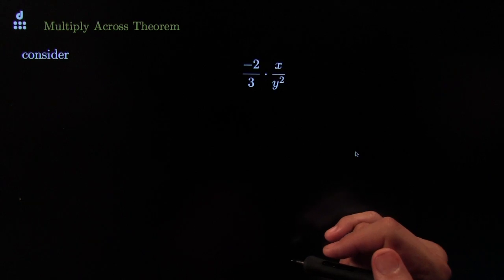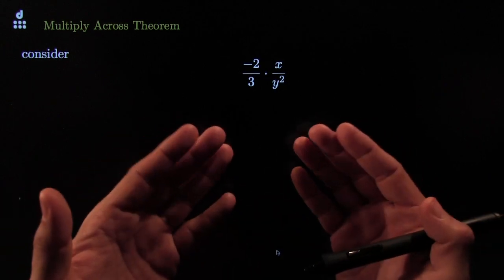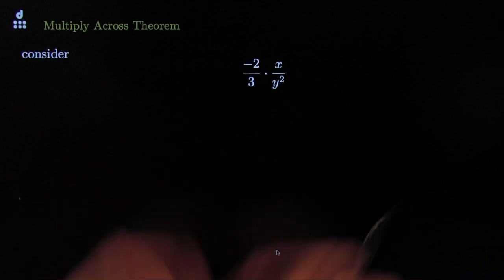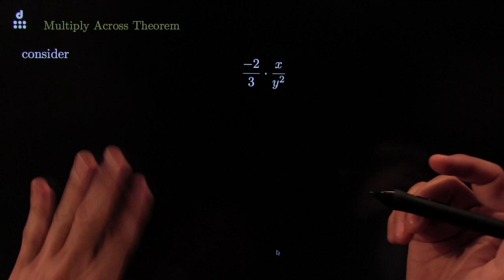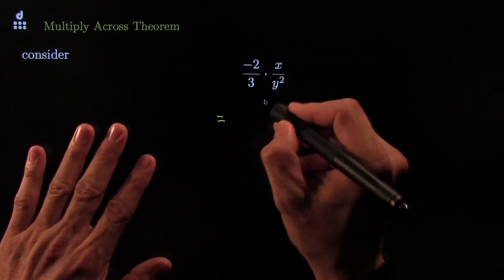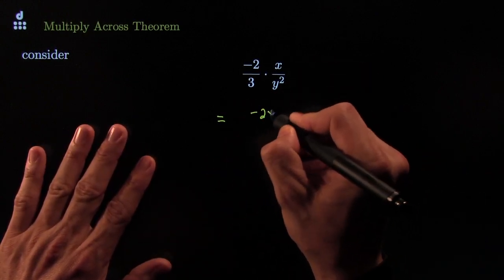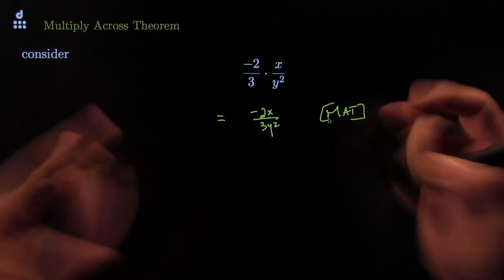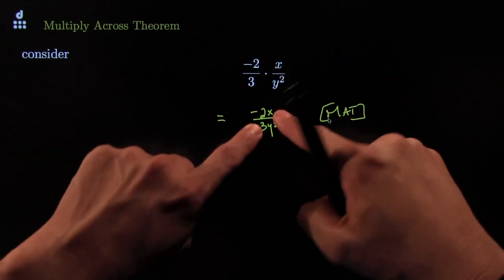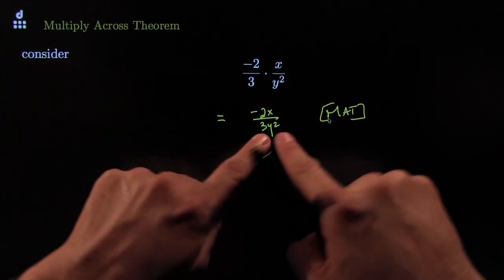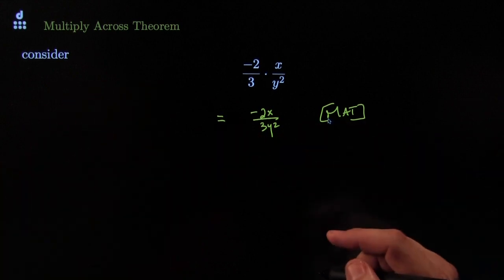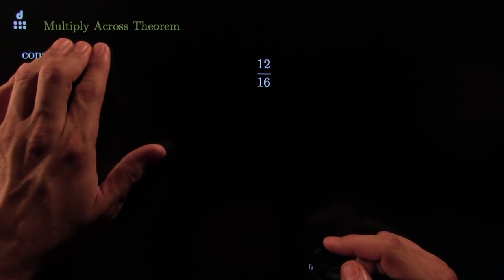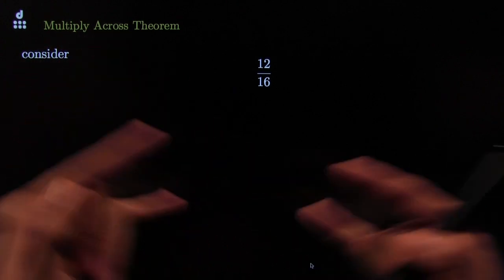Okay? It works so well, it even works for things that we haven't even learned yet, like polynomials. It will work for all the fractions that you do for the rest of your life in any class, just about. So for polynomials it would go like this: -2 times x all over 3 times y squared, by MAT. Multiply across. I multiply the -2 times the x, multiply across the 3 times the y squared. That's it. Easy, right?